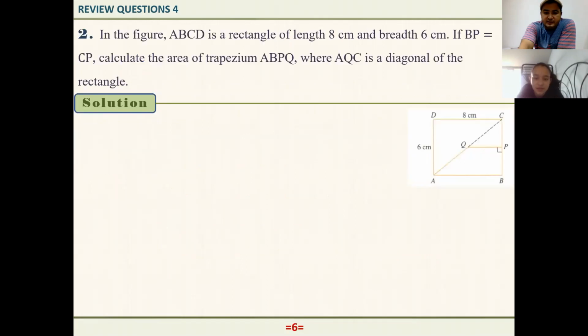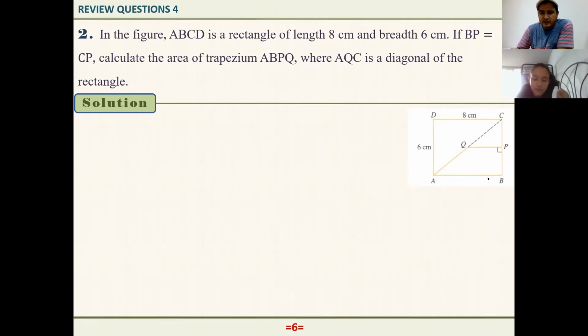So Shahina, let's continue. Let's solve at least 1 or 2 questions. Read the question. In the figure ABCD is a rectangle of length 8 centimeters and breadth 6 centimeters. If BP equals CP, calculate the area of trapezium ABPQ, where AQC is the diagonal of the rectangle. Is it an easy question? I think it's a very easy question, right? Now, if you read one more time, you understand much better. When you're solving problems, Shahina, you should read very fast the first time, then read once again, a bit slowly, and try to understand everything.